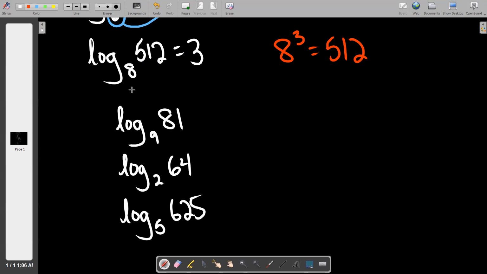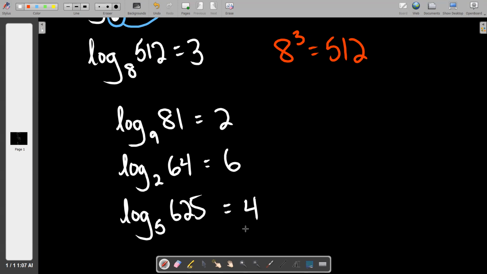So what is the answer to the first one? What is the answer to the second one? And what's the answer to the third one? So again, when I ask you to evaluate a logarithm, I'm really just asking you to find an exponent that's required to make something happen. Is everybody up to speed?